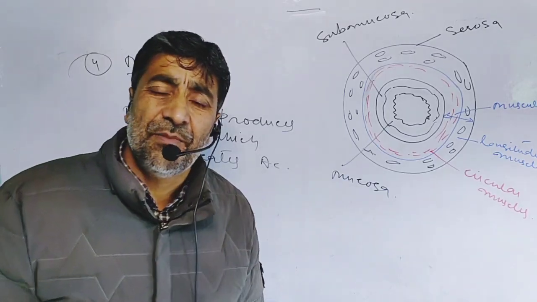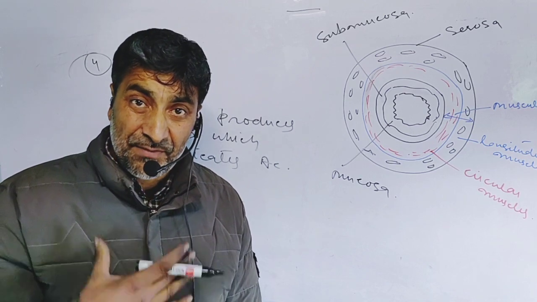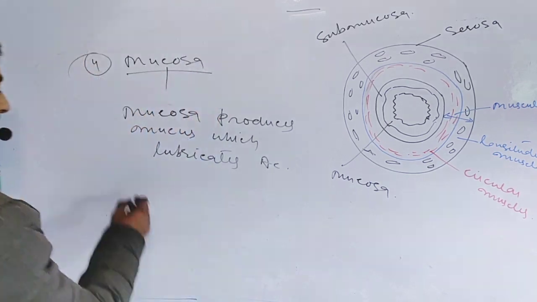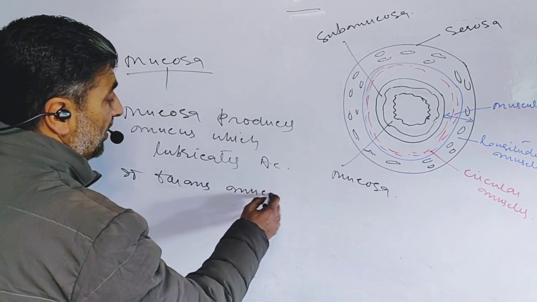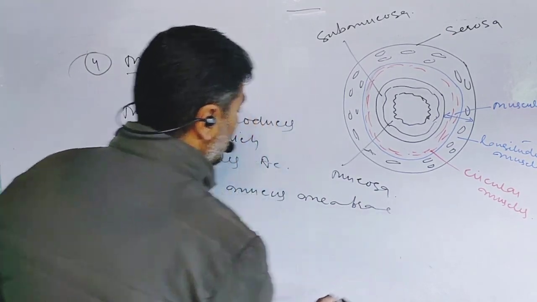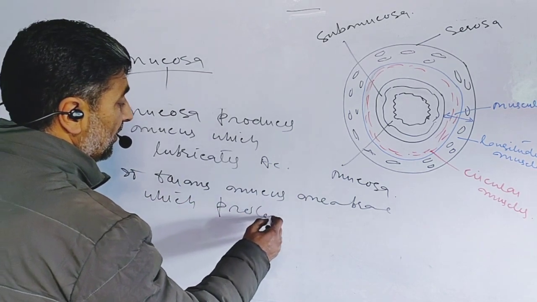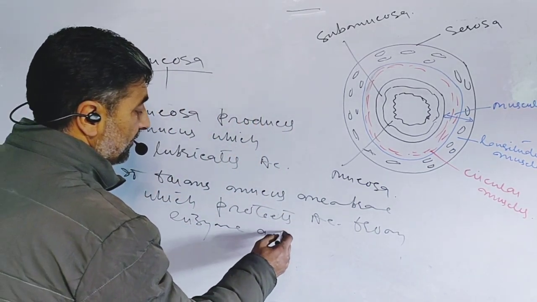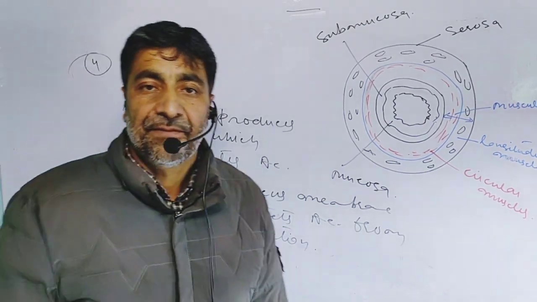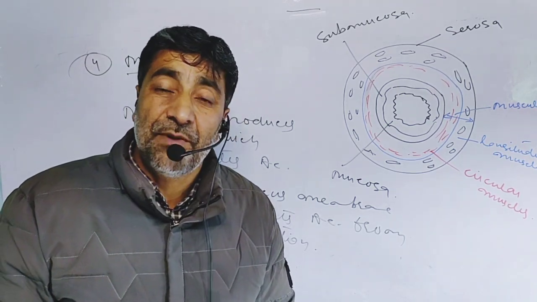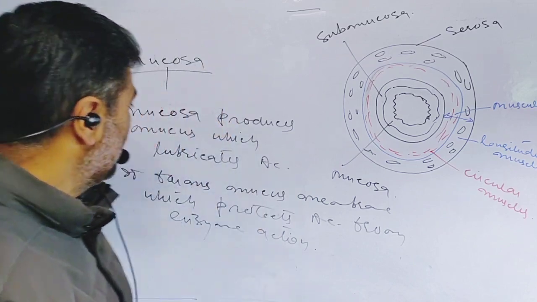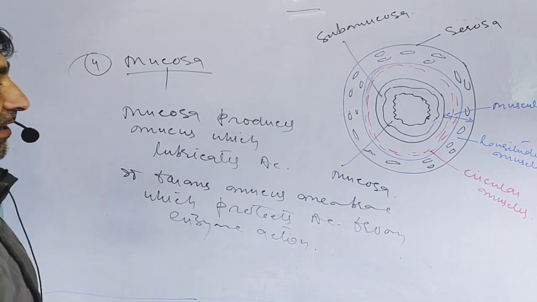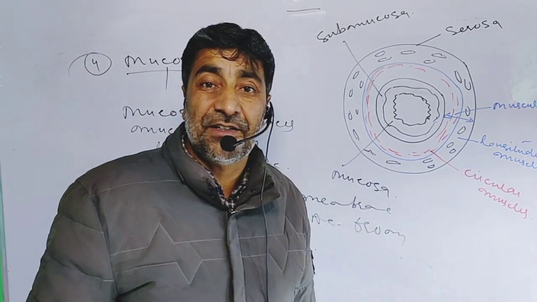This is one function. Another function of mucosa is that it protects. It forms a membrane called mucous membrane, which protects the alimentary canal from enzyme action. It also produces mucus, and mucus lubricates the digestive tract or alimentary canal. So this was about the layers of the alimentary canal.